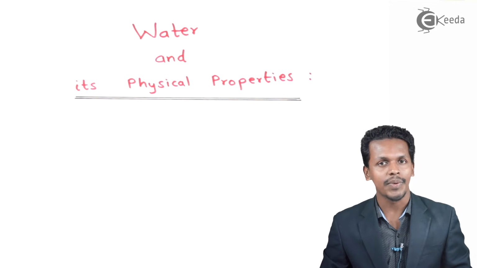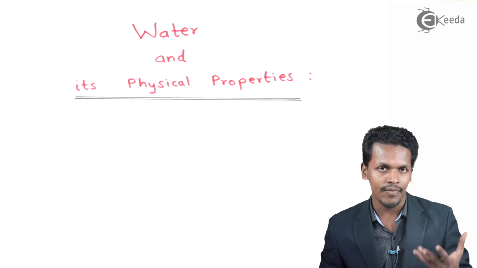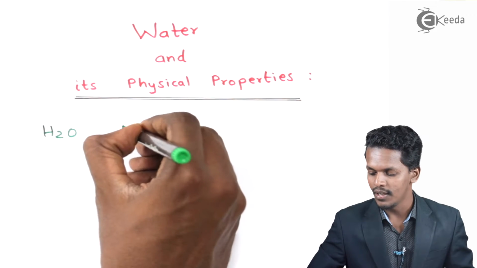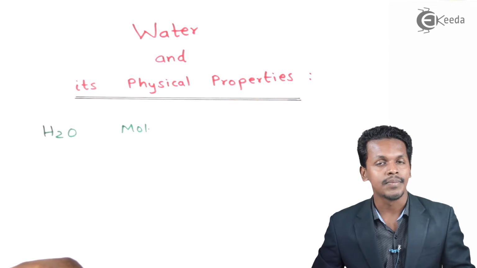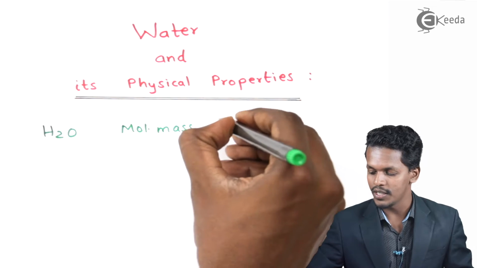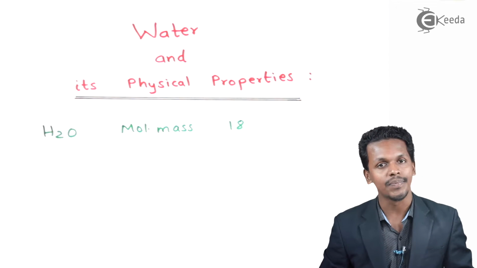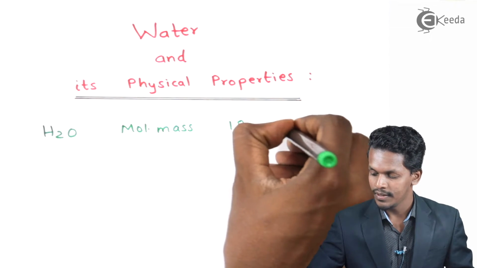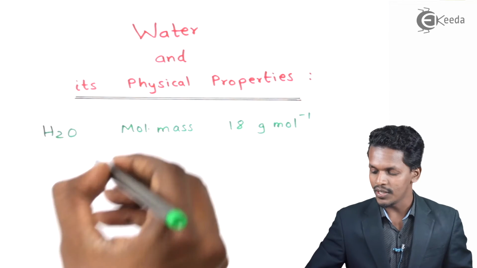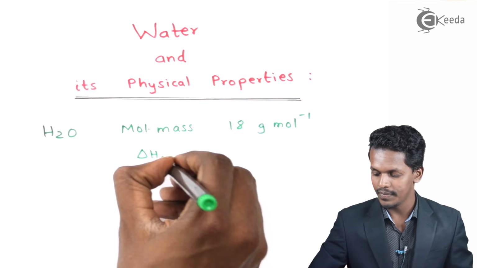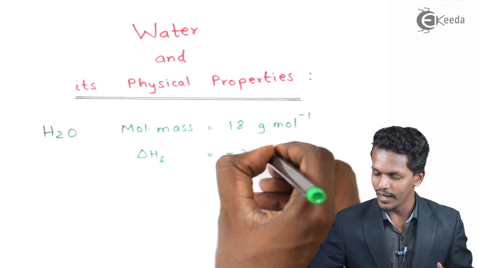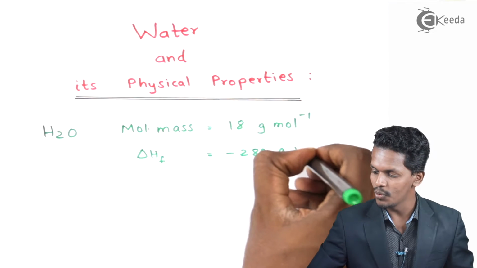Talking about the physical properties, which we already know, the molecular weight of water is found to be 18 gram per mole. Talking about the heat of formation, delta HF, it is found to be minus 285.9 kilojoules per mole.